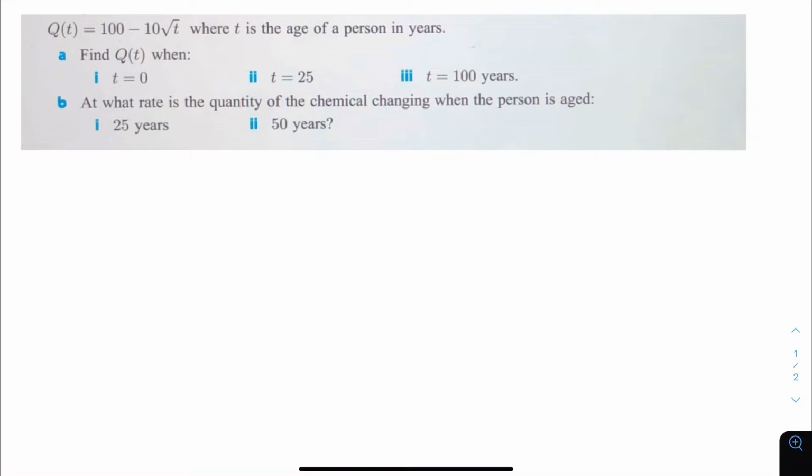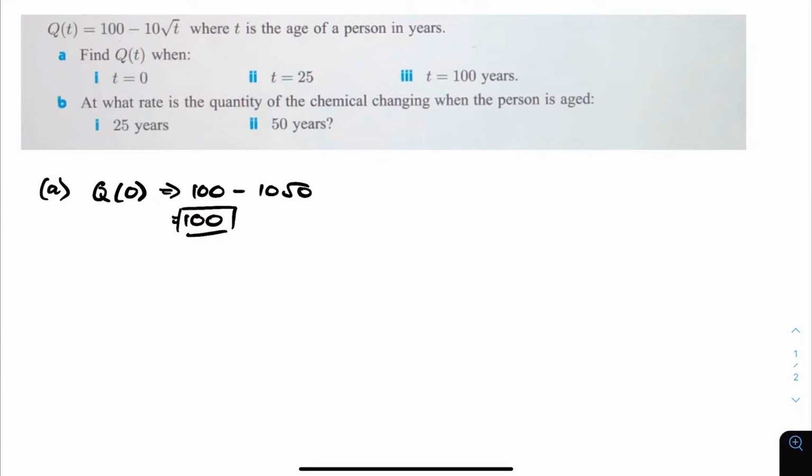Okay, so Q of t is given as 100 minus 10 root t, where t is the age of a person in years. So we're asked in part A to find Q of t when t equals 0, t equals 25, and t equals 100 years. So Q of 0, well, we just substitute 0 in, we get 100 minus 10 root 0, which is equal to 100.